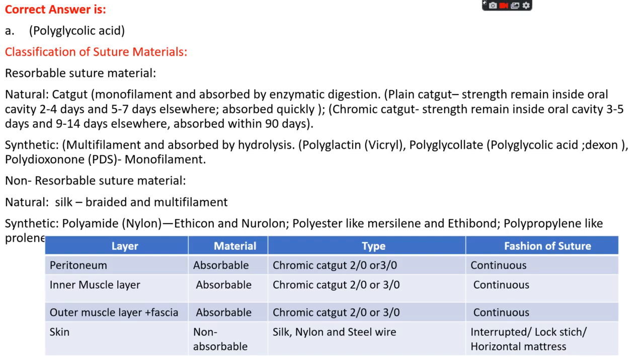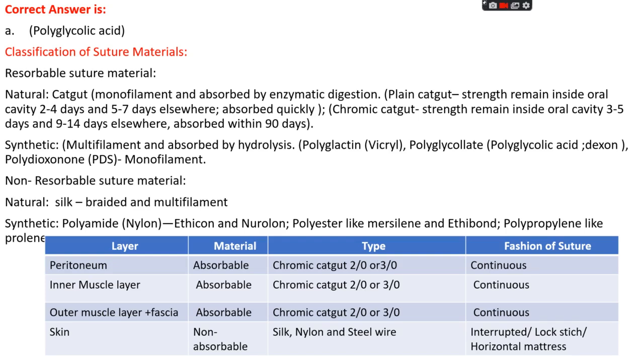Here is the table. In this table, according to the body tissue layer, we discuss which suture material will be used and what type of suture pattern will be used. In case of suturing the peritoneum layer, we mostly use absorbable suture material like chromic catgut, and a continuous suture pattern will be used. Similarly, in case of inner muscle layer, outer muscle layer and fascia, the same thing applies as above.